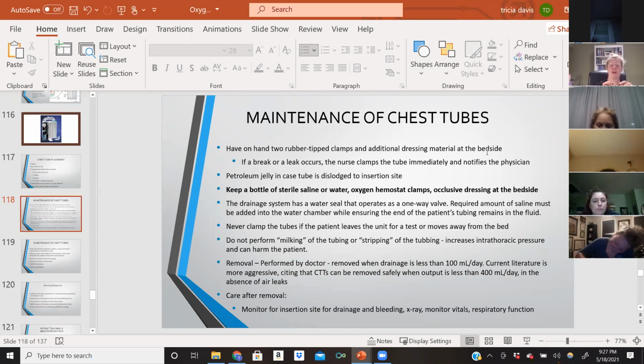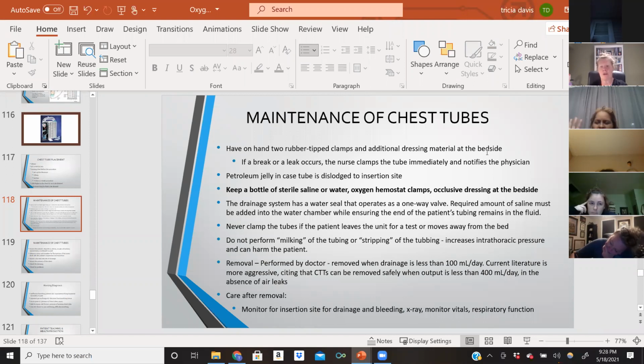And then that sterile water, if you're setting up the chest tube, I've seen chest tubes put in at the bedside. It has happened. Not often. Usually they come back with them, but you need that sterile water to put in the chest tube if you're initiating it at the bedside. So the drainage system has that water seal that operates as a one-way valve.